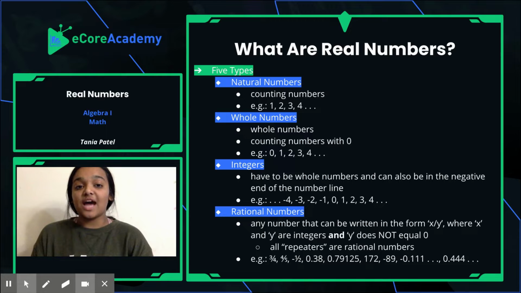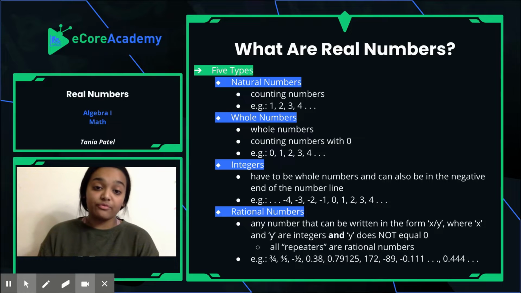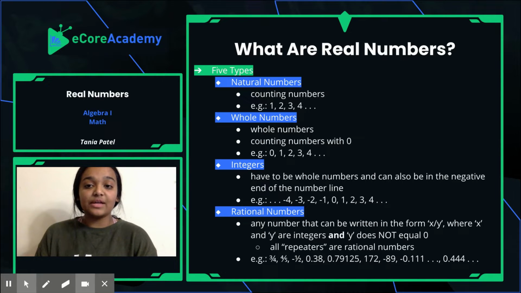The second type of real numbers is whole numbers, and whole numbers are counting numbers with the inclusion of 0. So it would be 0, 1, 2, 3, 4, 5, 6, and so on. When I said earlier that these build off of each other, this is what I meant: whole numbers include natural numbers. And that's a pattern you'll see in the first 4 types.